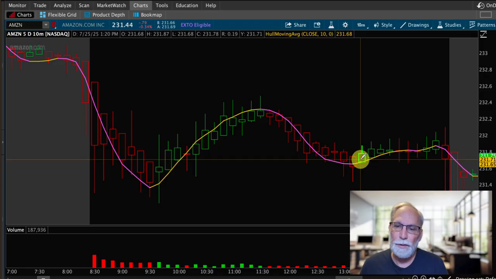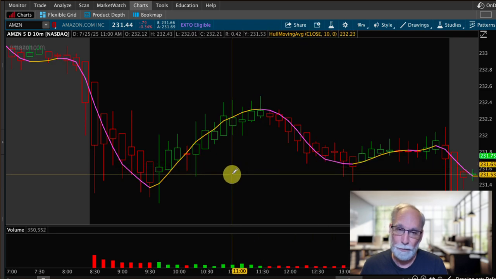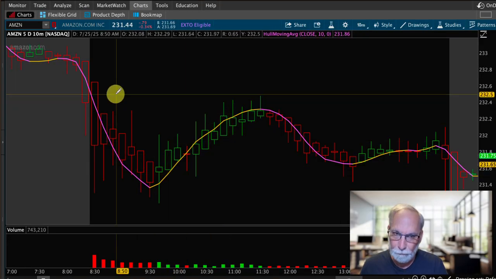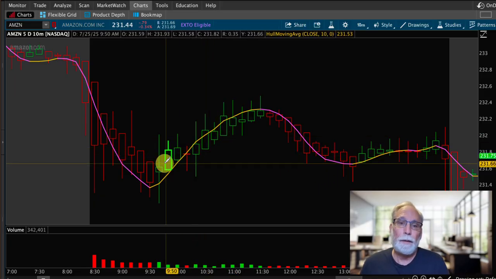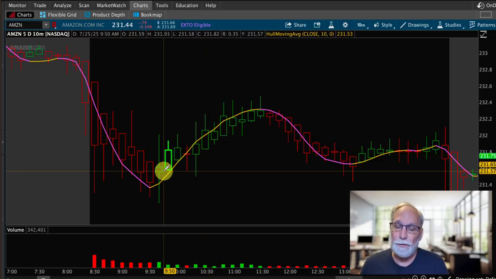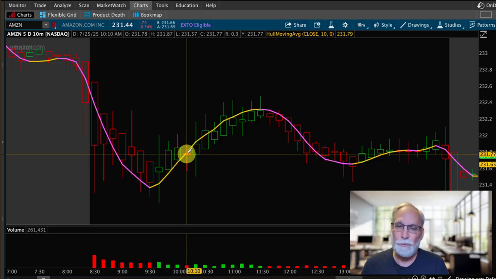But as far as a simple available indicator, I believe it's available on all trading platforms, the Hall moving average, moving it to a period of 10 from 20. And again, you can change the color of the lines to anything you want. To me, it is a fabulous indicator and one that I strongly, strongly recommend.